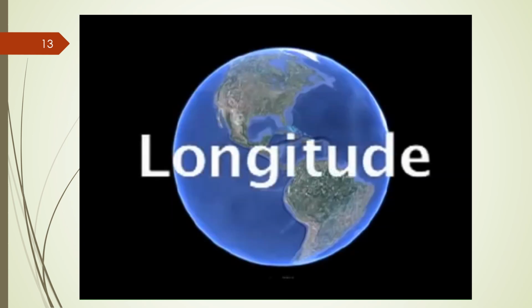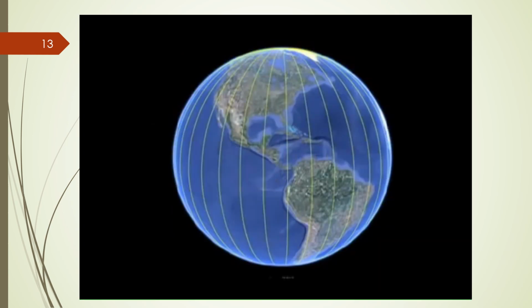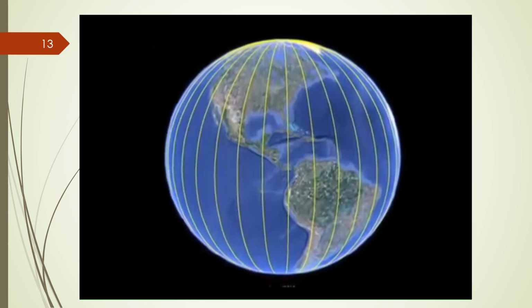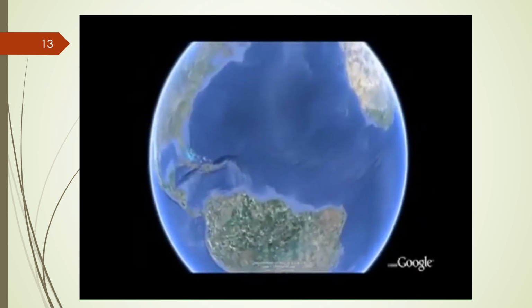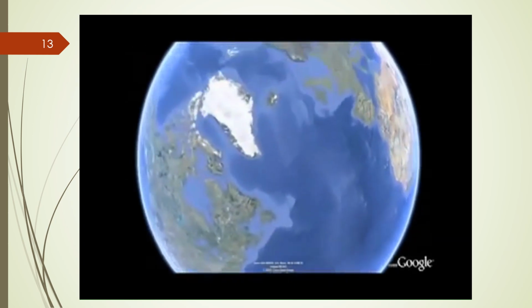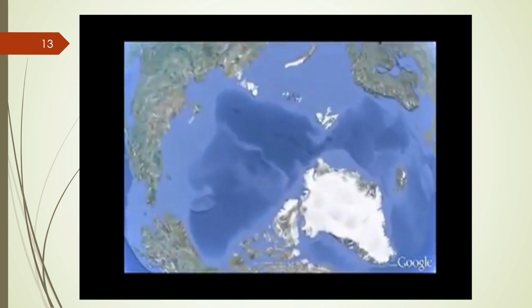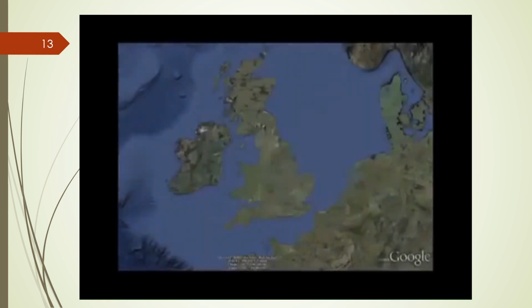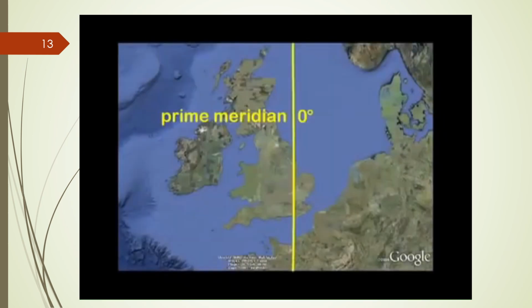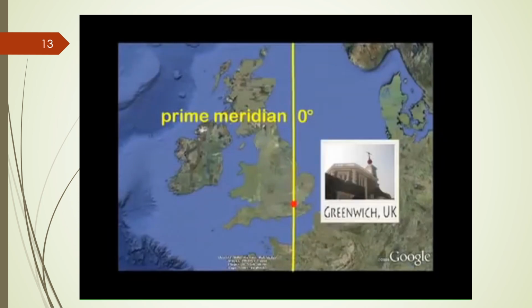Longitude. The lines that run north and south are called meridians of longitude. These lines are measured the same way as parallels of latitude, using degrees, minutes, and seconds. However, unlike latitude, lines of longitude are not equidistant from each other. Meridians intersect at the north and south poles. 0 degrees longitude is called the prime meridian. It passes through the Royal Greenwich Observatory in Greenwich, England.